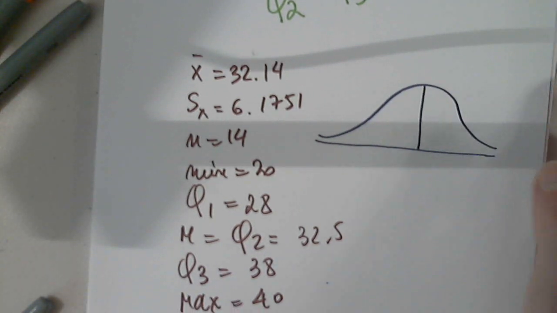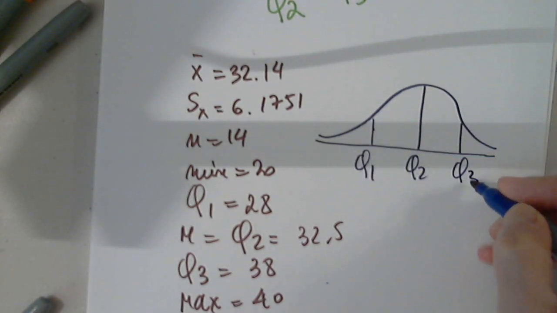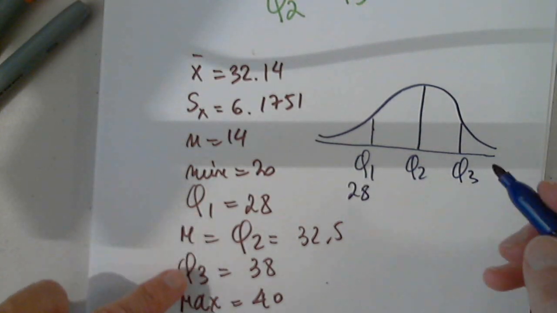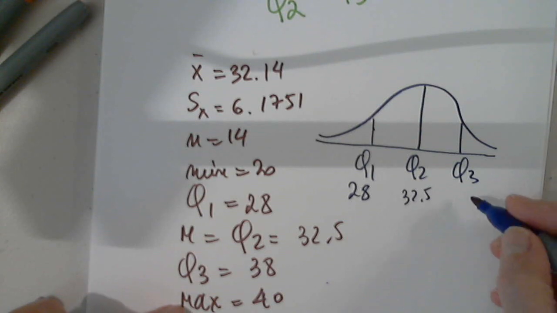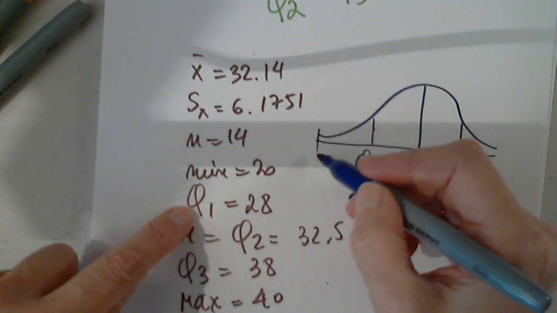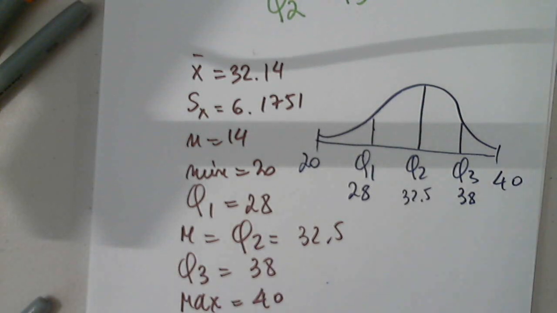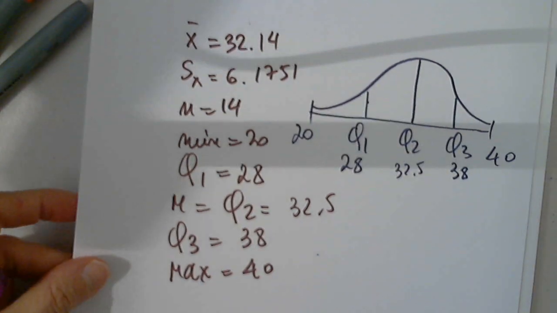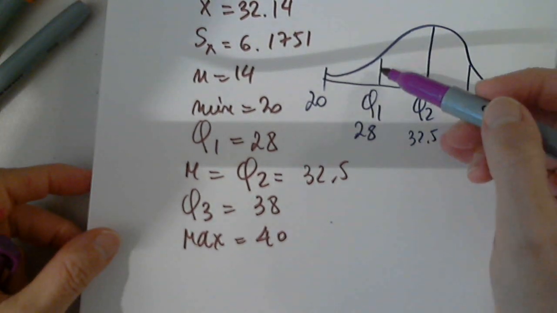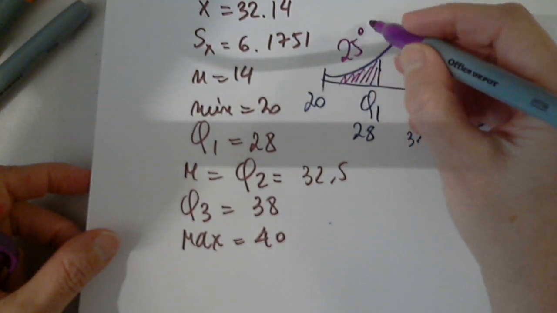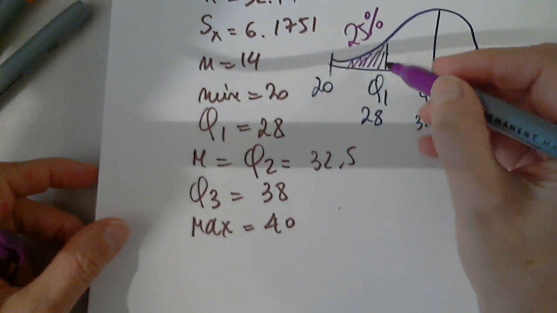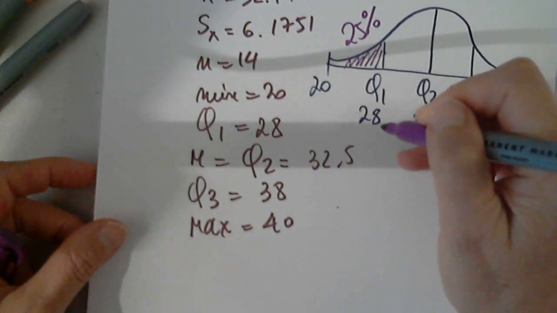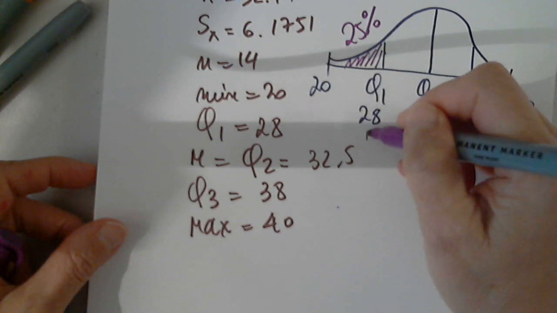In the middle, Q1, Q2, Q3: Q1 is 28, Q2 is 32.5, Q3 is 38, minimum 20, maximum 40. So, what will Q1 represent? Q1 will represent that 25% of the drivers drove at a speed lower than 28 miles per hour.